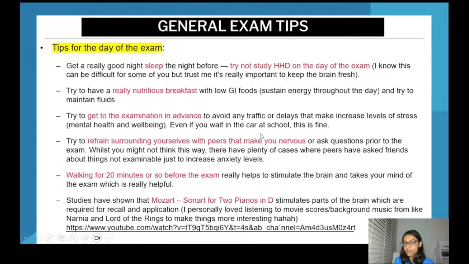And then tips for the exam. You can read through these. How much time do I have? We're running out of time, guys.